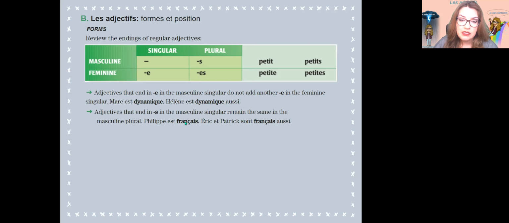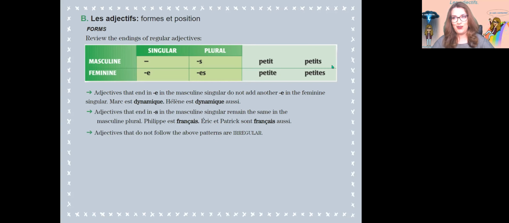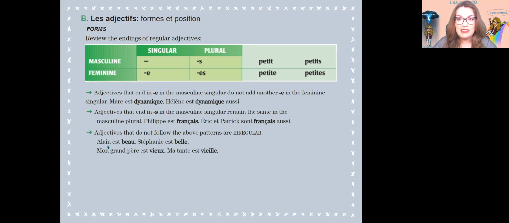How do we know if it's a singular français or plural français then? From context, depending on who's the subject, who are we describing as French? If it's Philippe, one person, we know it's singular. If it's Eric et Patrick, we know it's plural. Now, adjectives that do not follow the above patterns are called irregular. D'accord? Irregular adjectives. Here are some examples.